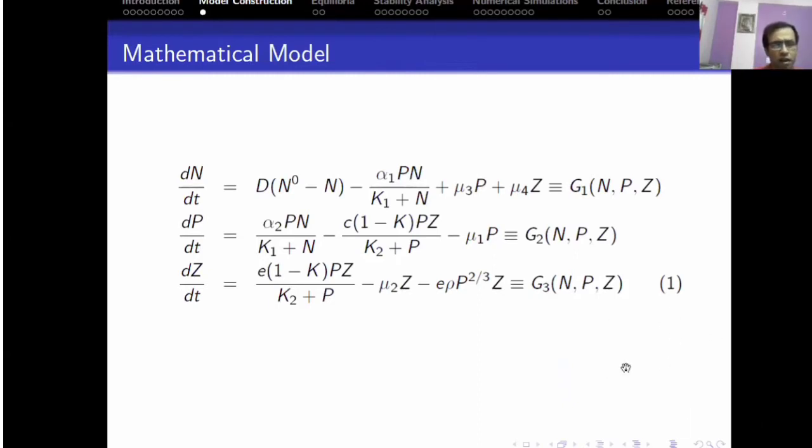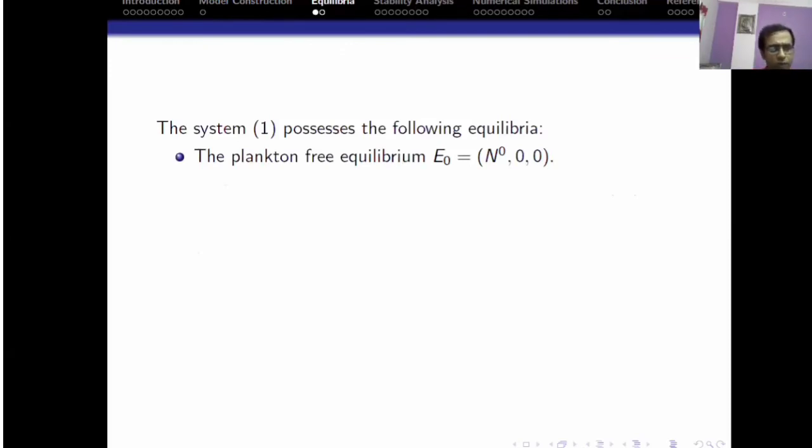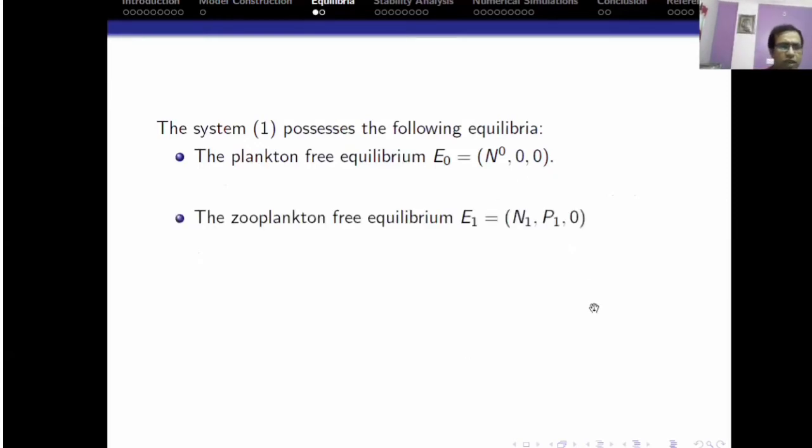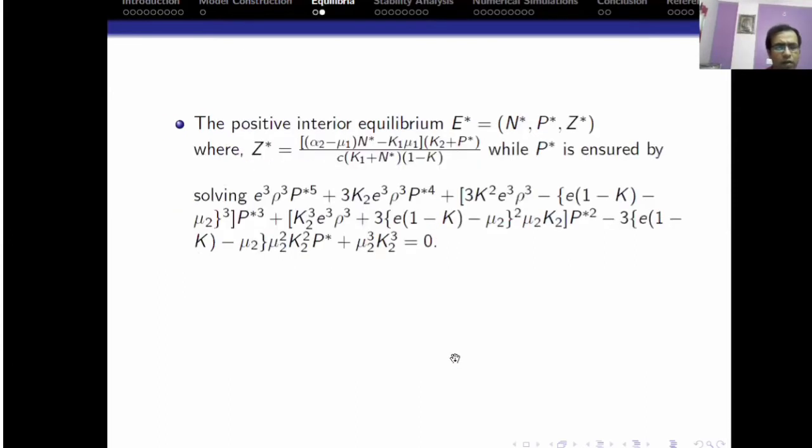This is our mathematical model. I have already mentioned all the components and parameters. So under this initial condition, we first find the equilibrium points of the system. Here you see the three equilibrium points. Firstly, the plankton free equilibrium, that is E0, where E0 is (N0, 0, 0). Secondly is the zooplankton free equilibrium, that is E1. This is the value of N1 and P1, and this is the existence criteria for E1.